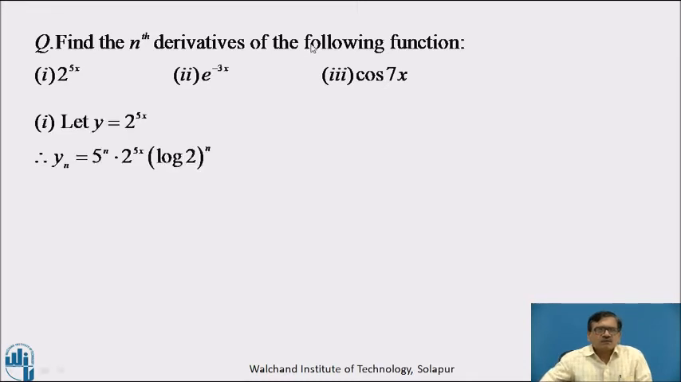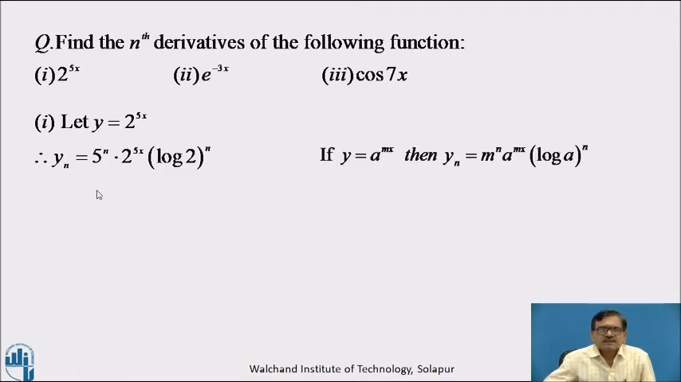First one is y equal to 2 raised to 5x. Now here directly we can compare with a raised to mx. Therefore, see here, if just now you have seen if y equal to a raised to mx, then yn equal to m raised to n into a raised to mx into log a raised to n. Here a is 2 and m is 5. Therefore, yn equal to 5 raised to n into 2 raised to 5x into log 2 raised to n. This was the n derivative of 2 raised to 5x.